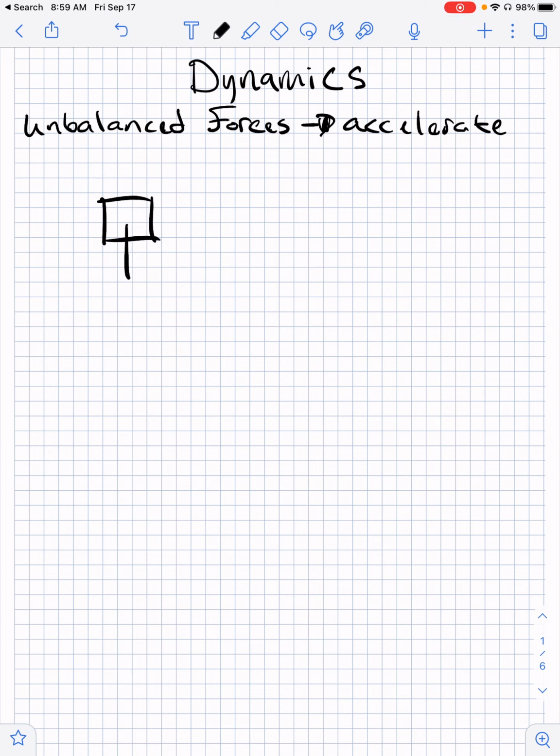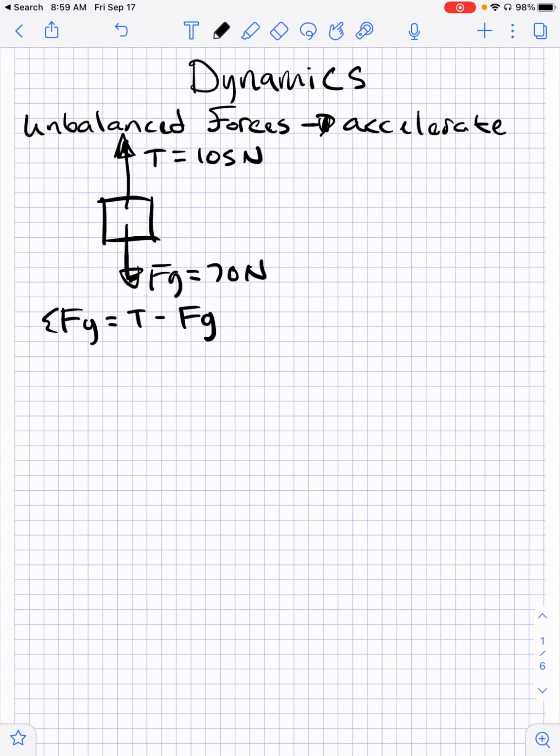Let's say I have an object and the weight is equal to 70 newtons. And let's say I'm pulling it up with a rope, so I have a tension, and that force is equal to 105 newtons. Now we're going to use the same concept and make our net force equation. My net force in the y direction is going to be tension minus the weight. In the past, we've always set that equal to 0 because it was balanced. But looking at this situation, we can see it's not balanced. So there is a net force now.